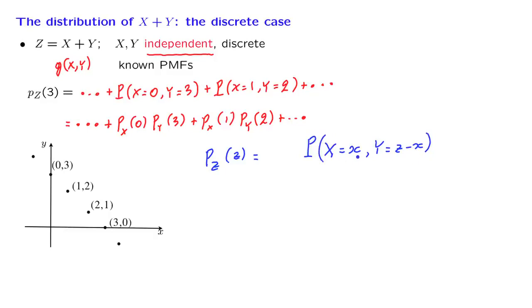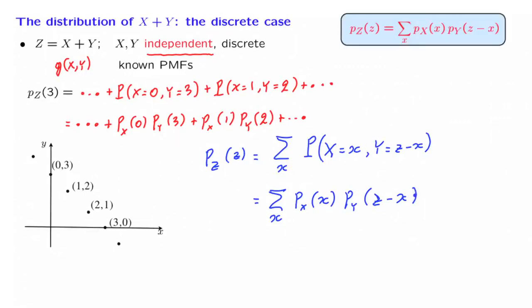But little x could be anything, and different choices of little x give us different ways that the event of interest can happen, so we add those probabilities over all possible x's. And then we proceed as follows. We invoke independence of x and y to write this probability as a product of two probabilities, and then we use PMF notation instead of probability notation to obtain this expression here.